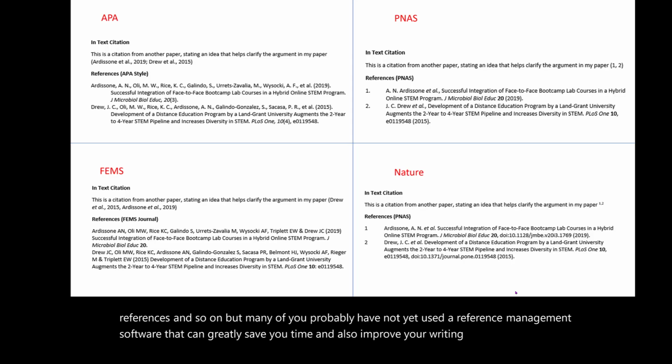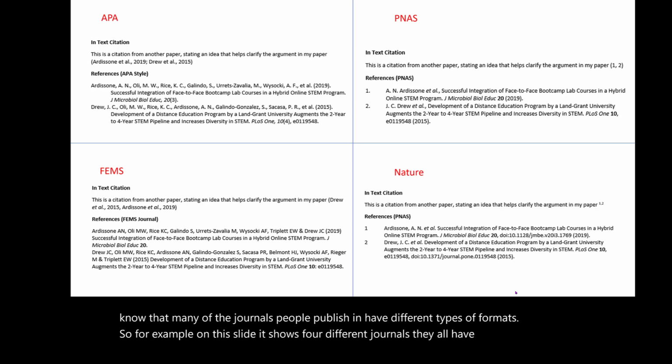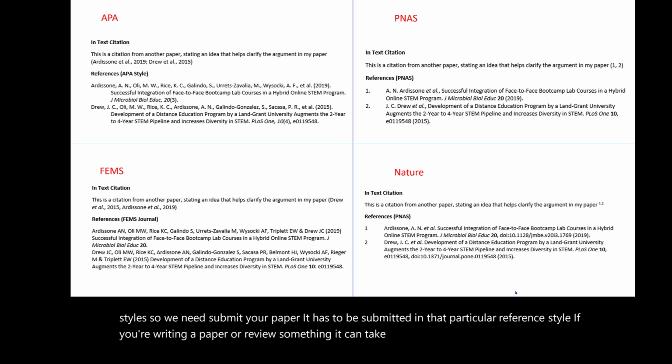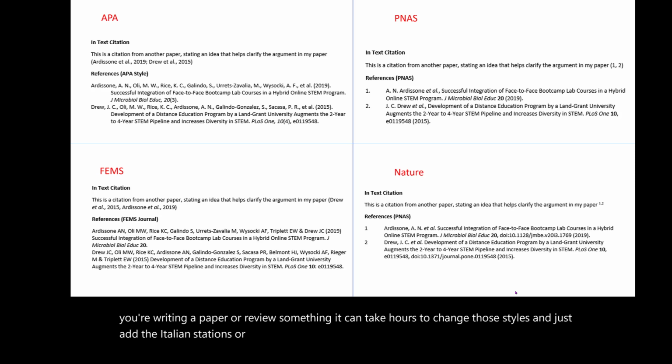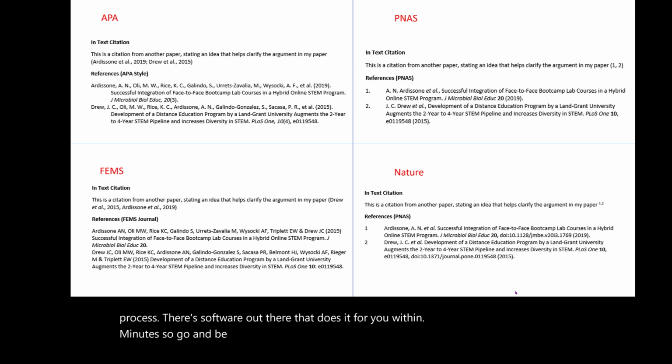You may not know that many of the journals people publish in have different types of formats. So for example, on this slide, it shows 4 different journals that all have different reference styles. So when you submit your paper, it has to be submitted in that particular reference style. If you're writing a paper or a review, it can take hours to change the styles and just add the italicizations or boldness or something else. So it's a real pain to go through that process. There's software out there that does it for you within minutes. So go and be open-minded to see what you can do with the software.